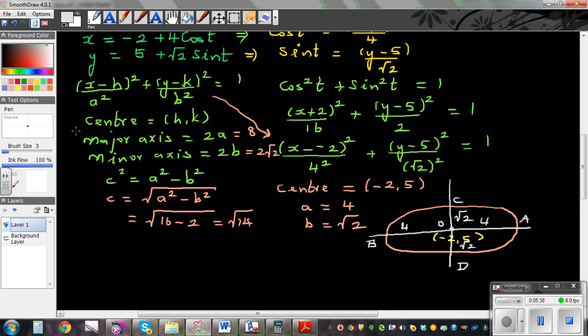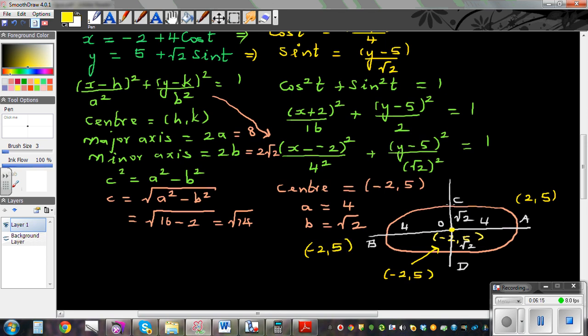So the coordinates would be what? The center is negative 2 comma 5. You have to go 4 units to the right, so that would be 2 comma 5. If from the center you go 4 units to the left, the coordinate of B would be negative 2 take away 4, which is negative 6 comma 5.